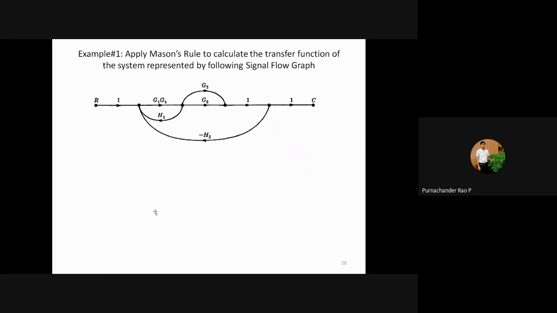For this problem, we use this signal flow graph method to solve for the transfer function. For this, how many forward paths are there? How many forward paths are available here?